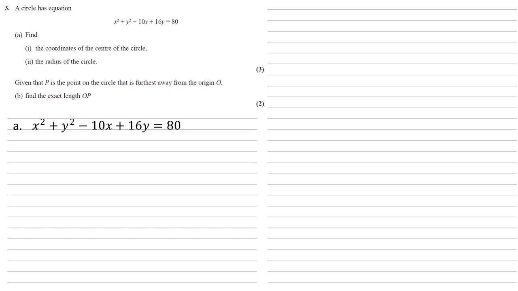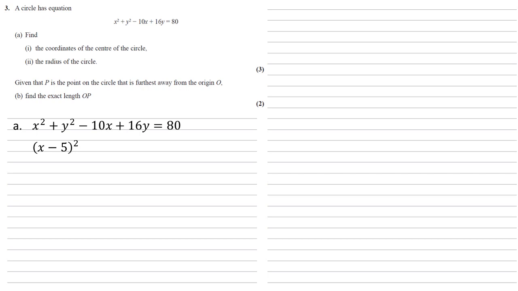So here's our equation that we've been given. The first thing to do is to complete the square on the left-hand side so that we get x and y in squared brackets. So let's start with the x. We've got x squared and minus 10x. So if we halve that 10, we can get x minus 5 all squared.